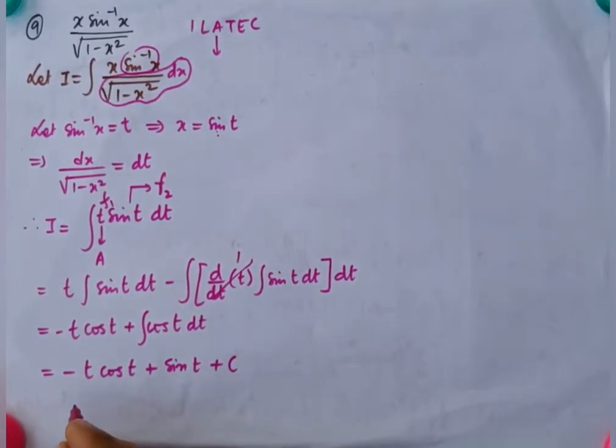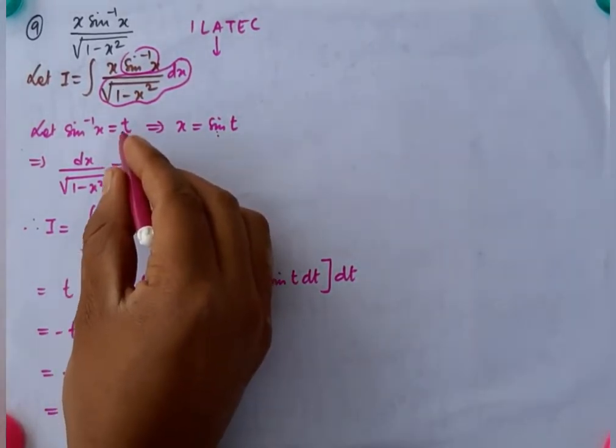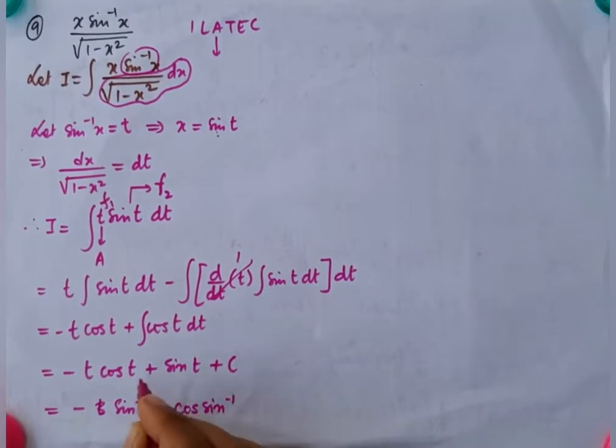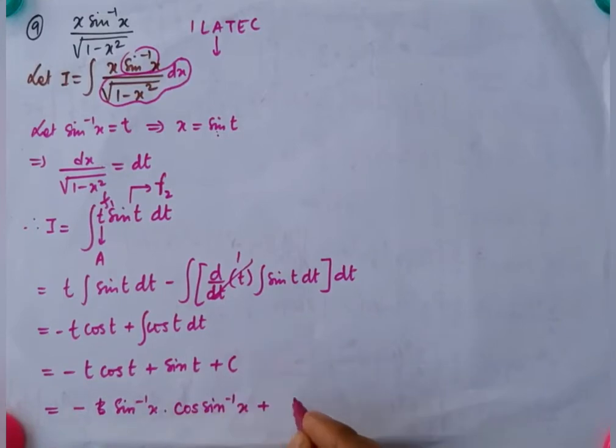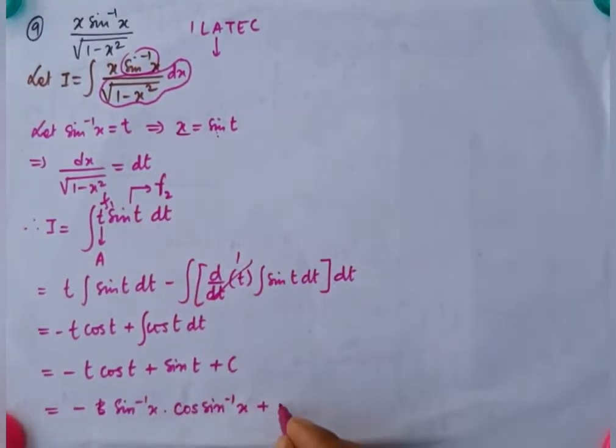Now our job is to just substitute the value of t. So it is minus t. T is sine inverse x, I'm sorry, sine inverse t, yes, this is sine inverse t. I'm sorry, sine inverse x. Now we have cos t also, that is cos of sine inverse t. T is x, plus we have sine t. Sine t is exactly x, so that's why this can be written as x with constant of integration.